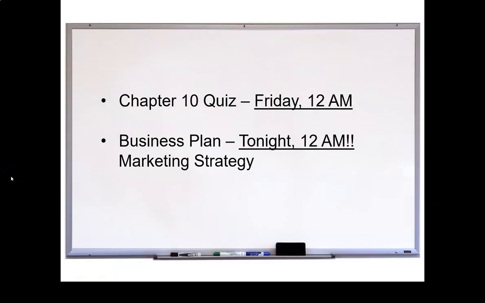Like Monday's video, this one's going to be relatively short because it is a relatively short chapter. So let's get started. Coming up, the chapter 10 quiz, Friday at midnight. And then the big one, tonight at midnight, is the business plan marketing strategy. So hopefully you're just about set with that. And as usual, I'll be sending comments to your entire team via email in the next couple of days. And so with that, let's kick things off today.